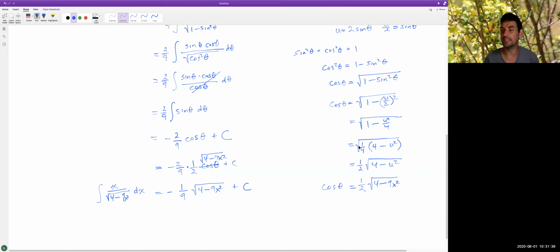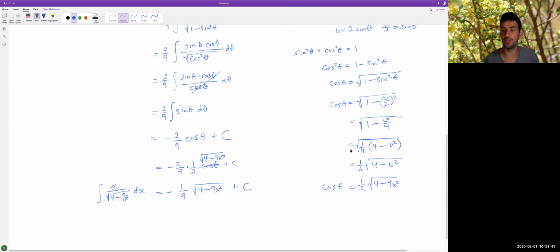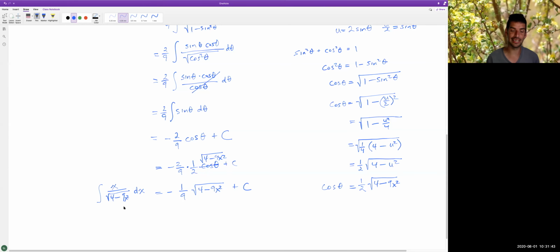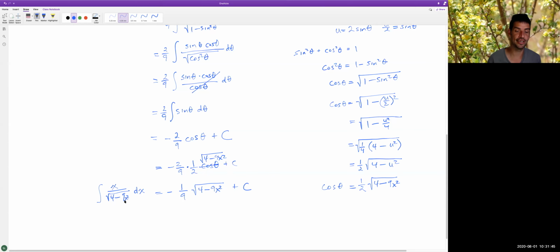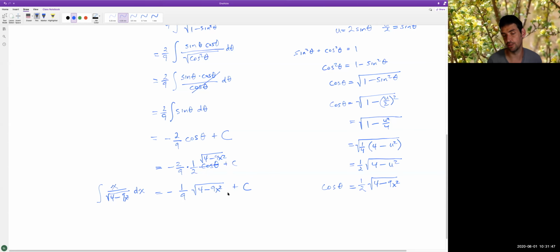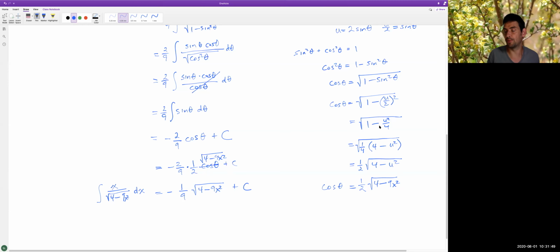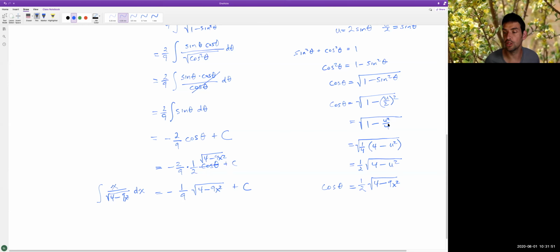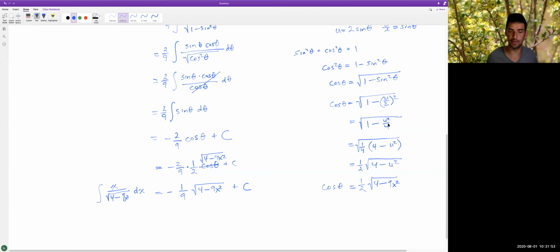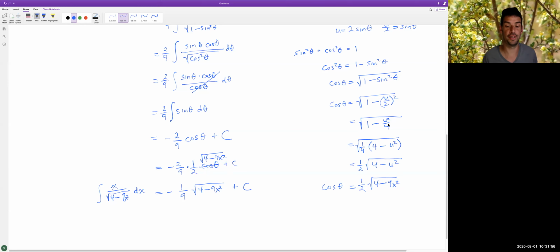Okay, so the reason I factored out this 1/4 here was just to make it look like it did in the beginning. We had this 4 minus 9x squared in the denominator. I wanted to make it look like that. It would have been appropriate to not do that as well. It just wouldn't look as similar to the beginning. It would be the same thing.